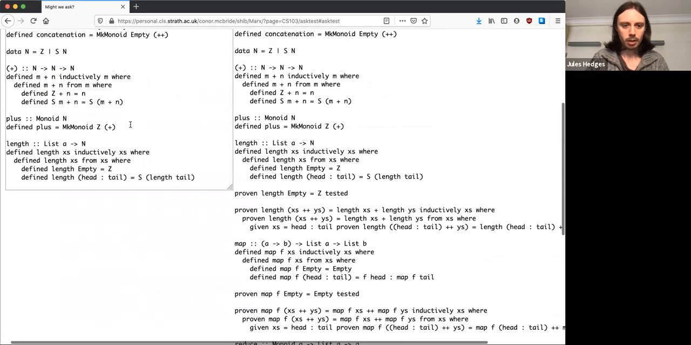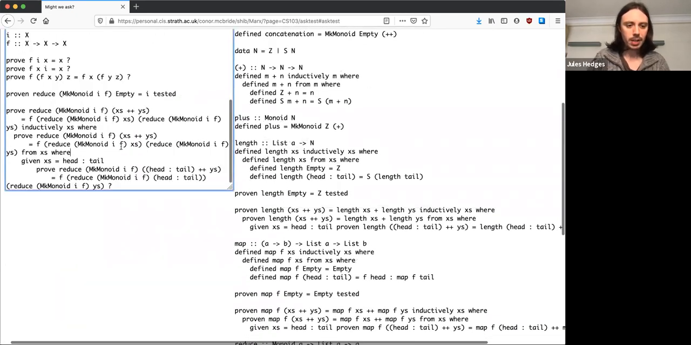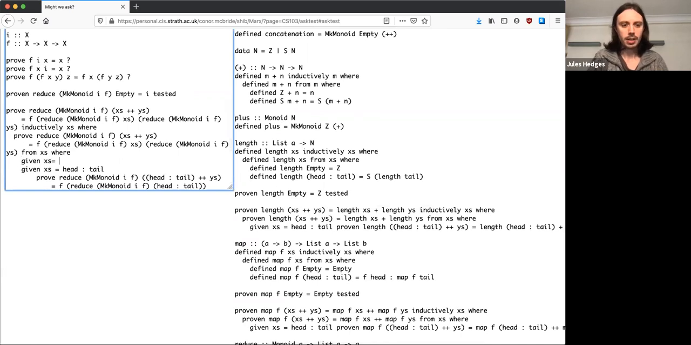Okay. So in the base case, we have given xs equals empty, prove our equation for empty substituted for xs. So this is: prove reduce f (empty plus plus ys) equals f (reduce f empty) (reduce f ys).